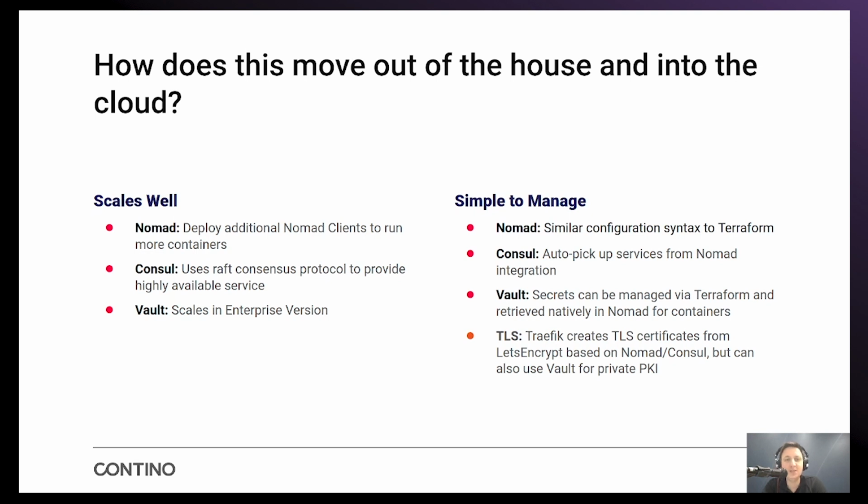And it's really simple to manage. As I said, if you know Terraform, you'll know Nomad. Consul automatically picks up the services from the Nomad integration. Secrets in Vault can be managed via Terraform. They can be retrieved natively inside the containers, which means that no one ever gets to see those passwords. And then Traefik creates certificates from Let's Encrypt on my home network, but quite easily, if you're using HashiCorp Vault for a PKI, you can also use those certificates to bring the certificates through.